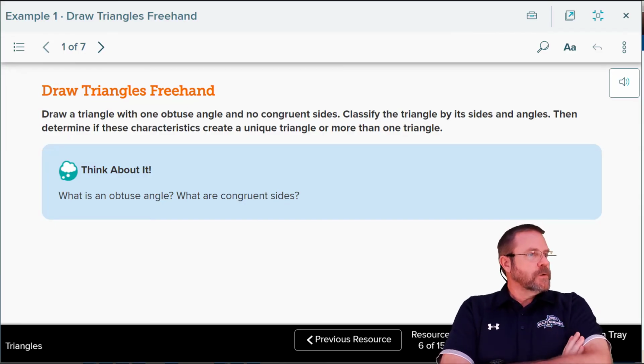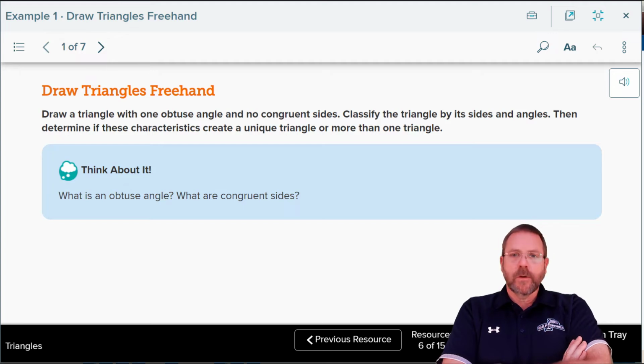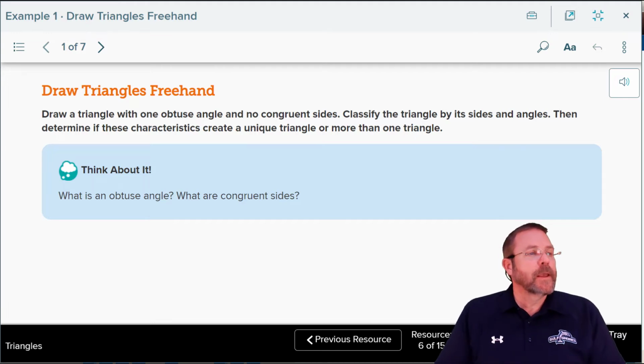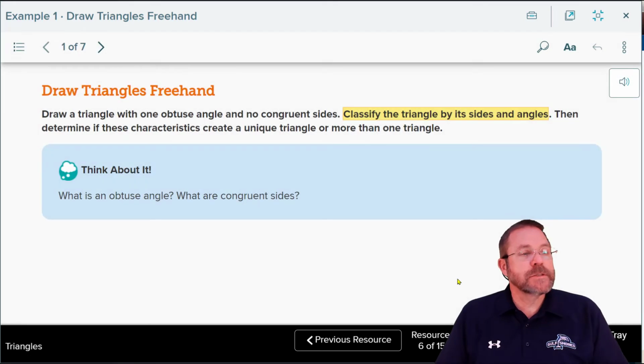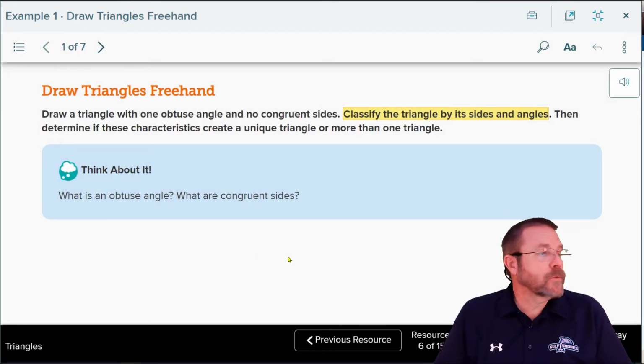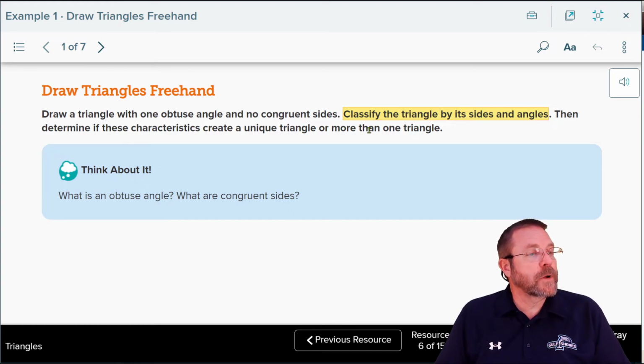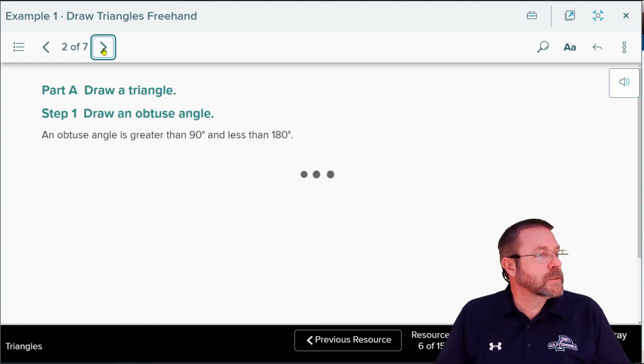Next, our instructions tell us to draw a triangle with one obtuse angle and no congruent sides. So what are they asking for? They're asking for an obtuse scalene triangle. And then it says to classify the triangle by its sides and its angles. So they want us to actually say it is an obtuse scalene triangle. Then determine if these characteristics create a unique triangle or more than one triangle. So from here, let's keep moving.